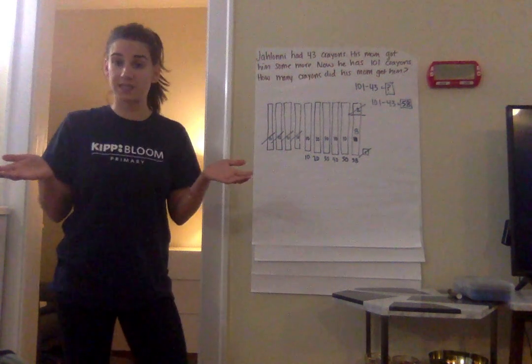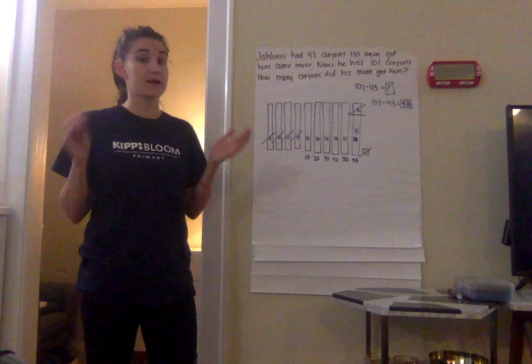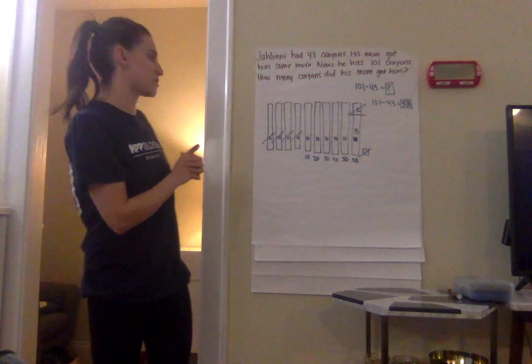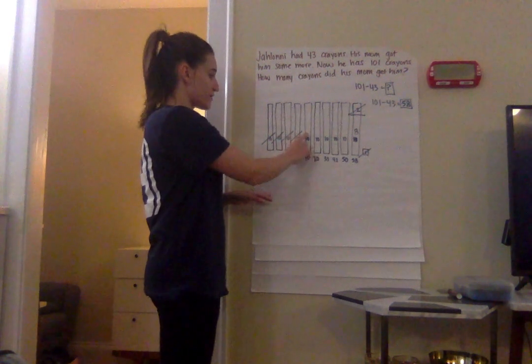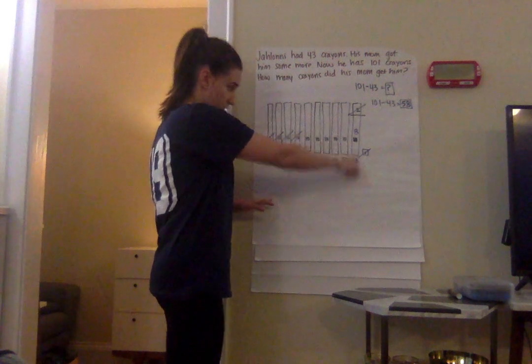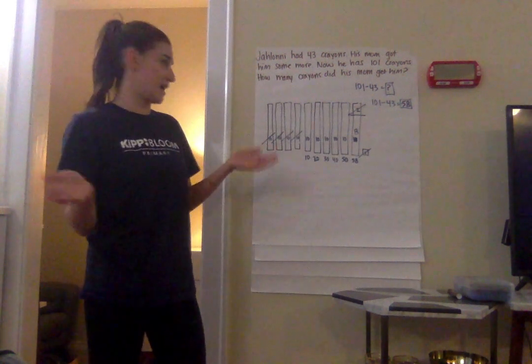So I'm looking for that missing part, and I'm going to find it by subtracting the part I do know away from my total. So let's start there. So I drew 101. That was a lot. 10, 20, 30, 40, 50, 60, 70, 80, 90, 101. And then I took away 43.